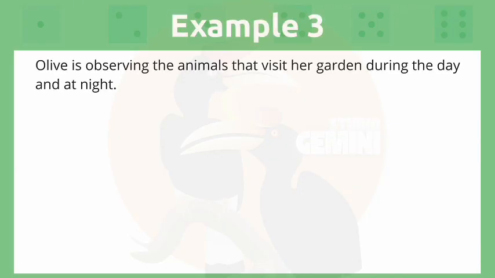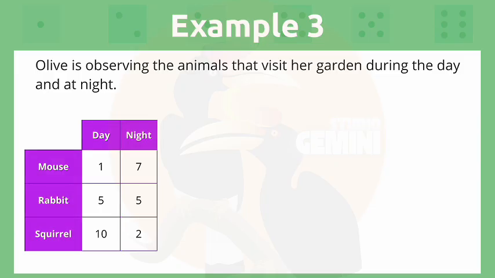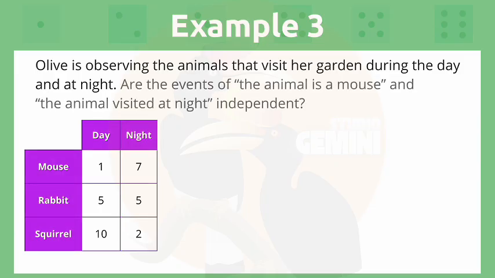Olive is observing the animals that visit her garden during the day and at night. This table shows the data she collected. Are the events the animal is a mouse and the animal visited at night independent? Remember that in order to see if these events are independent, we need to calculate the probability of each event and then the probability that both events occur. Let's say event A is the animal is a mouse. So to find the probability, we need the number of mice over the total number of animals.